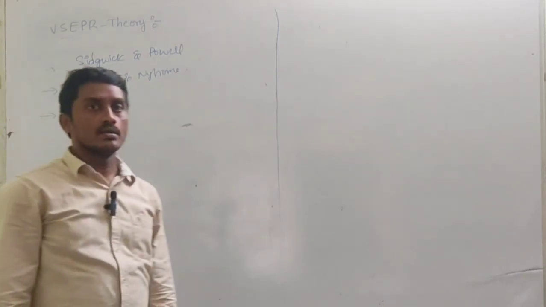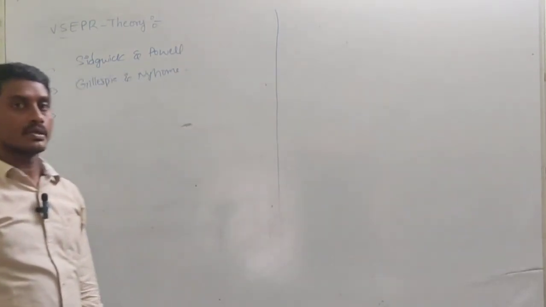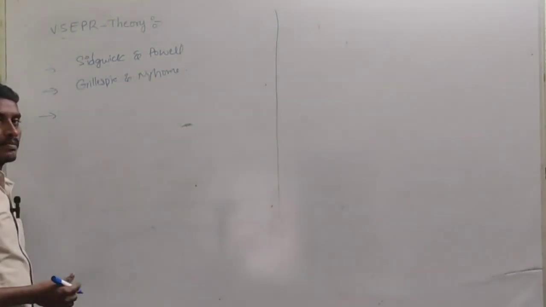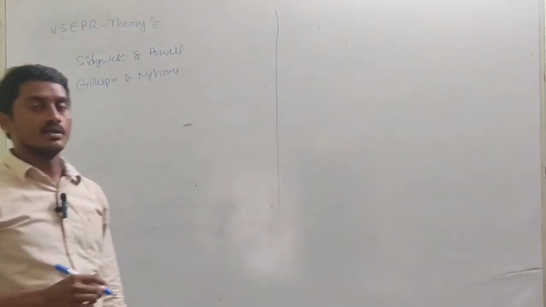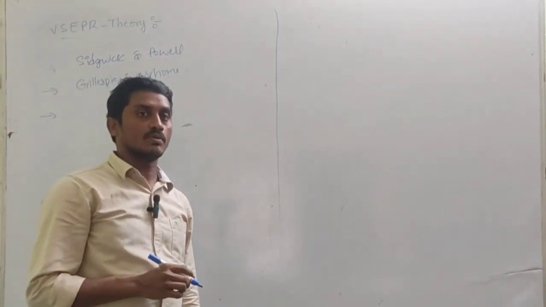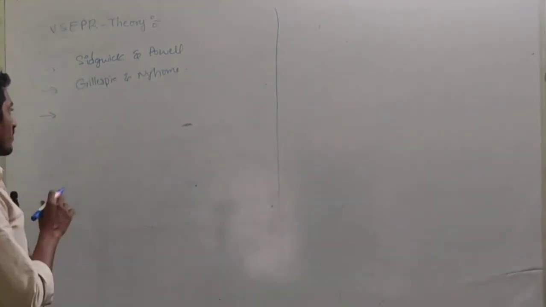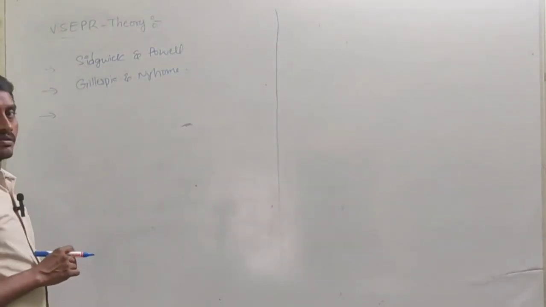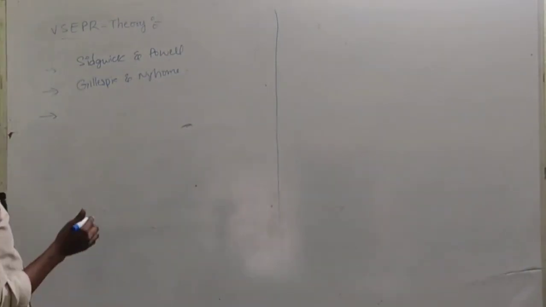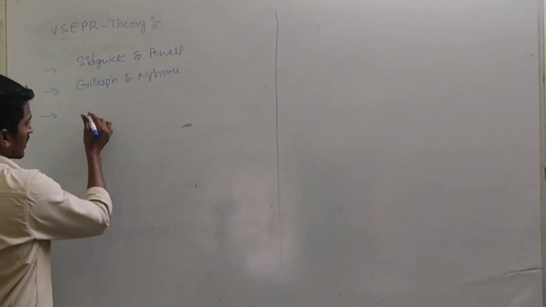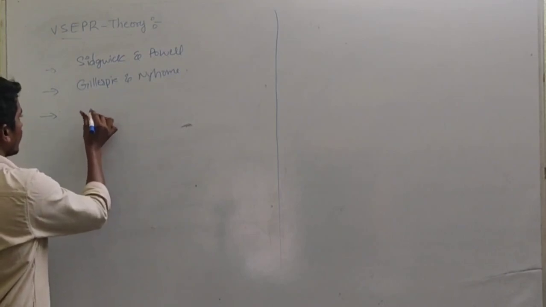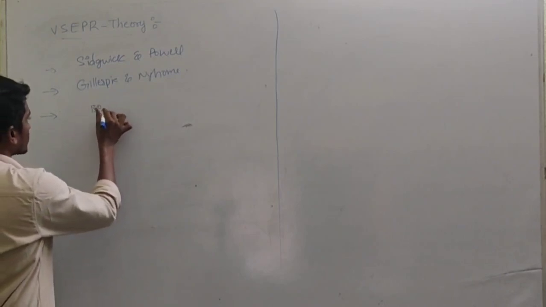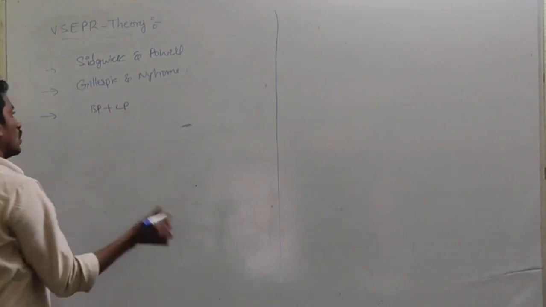The VSEPR theory says that the shape of the molecule depends on the number of electron pairs present in the valence shell of the central atom of the molecule. Shape of the molecule depends on the number of electron pairs present in the valence shell of the central atom. Electron pairs means bond pairs and lone pairs.